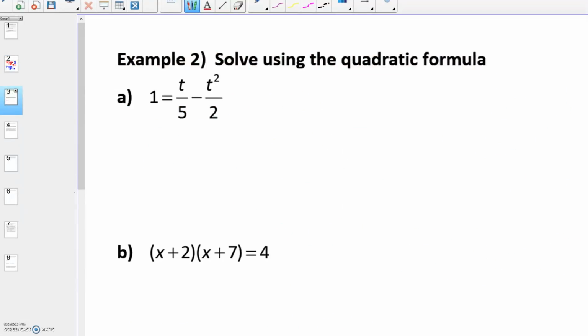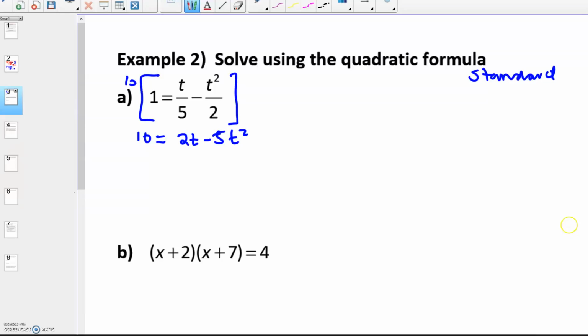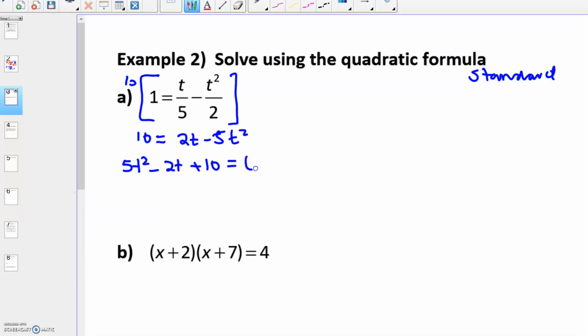I don't believe we've done example 2 yet, so let me go through. This says solve using the quadratic formula, so we need to have it in standard form. The first thing I need to do is get rid of those fractions, and I'm going to multiply through everything by 10. And I'm going to get 10 is equal to 2t minus 5t to the second power. Then once I do that, I want to move my t over to the same side. So I'm going to have a positive 5t squared minus 2t plus 10 is equal to 0.